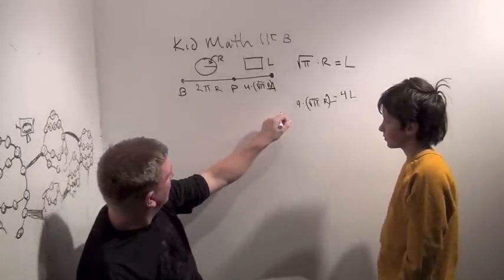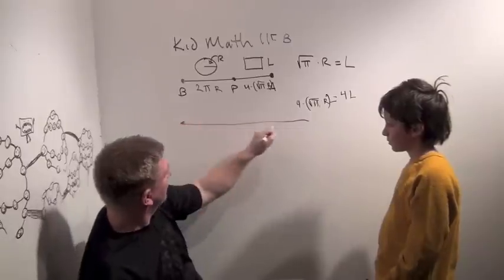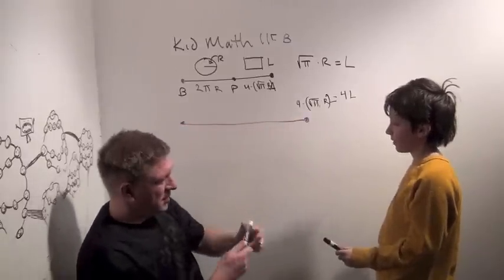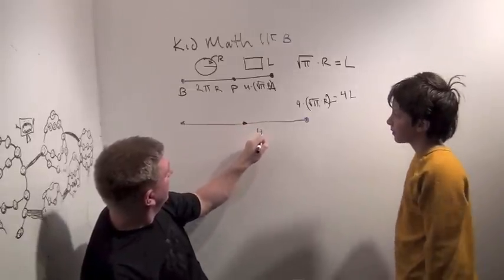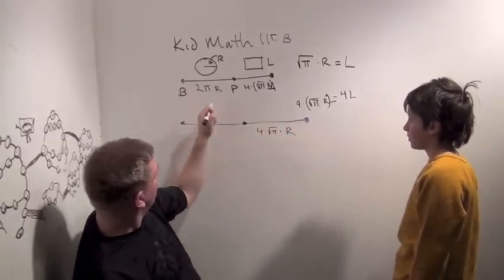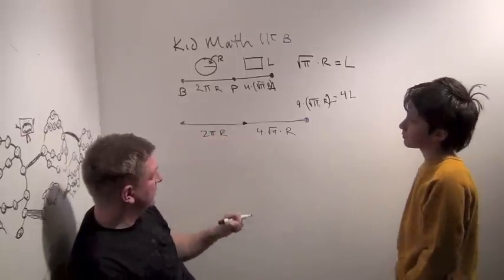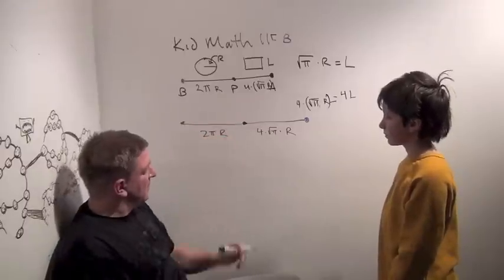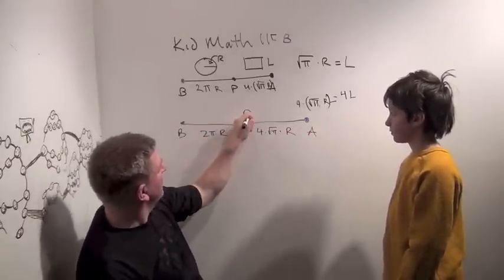I didn't realize I needed to make our line segment a little longer, so let me just do that. Actually, can I use your marker? I'm running out of ink. So we've got 4 times the square root of pi times r here, and we've got 2 pi r here. Okay? And this is B, and this is A, and this is our point P.